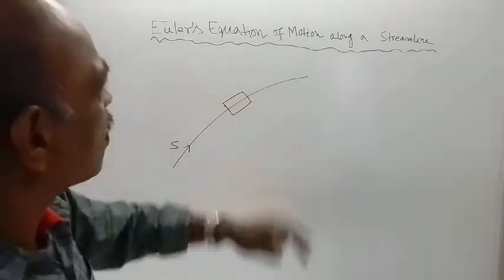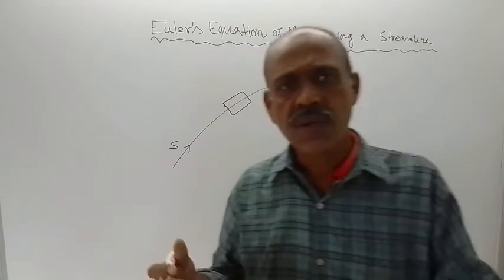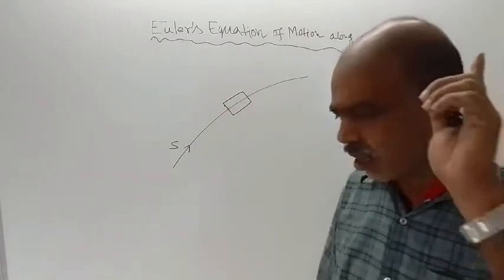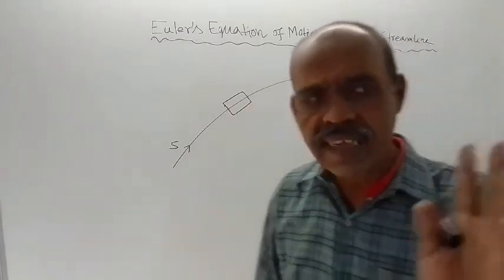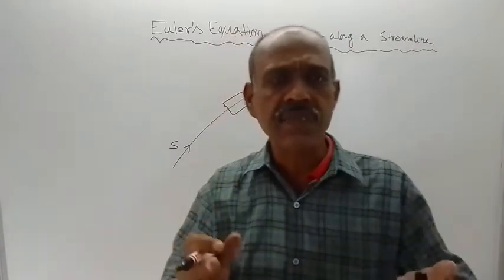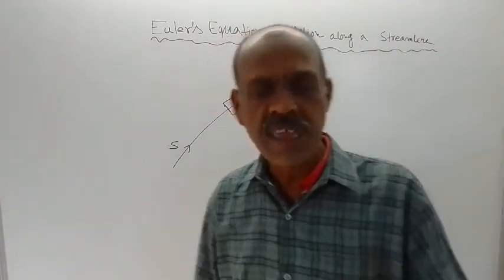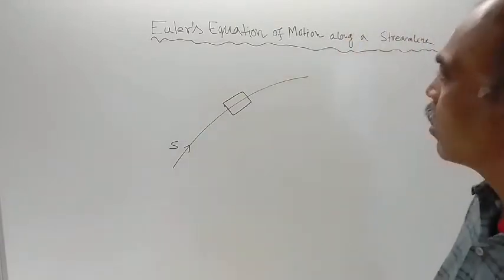Since we are dealing with Euler's equation of motion, here also a few assumptions are there. The first assumption is the flow is along a streamline. And the second assumption is the flow is inviscid, that is non-viscous. It means the effect of viscosity will not be considered during the derivation of this equation.